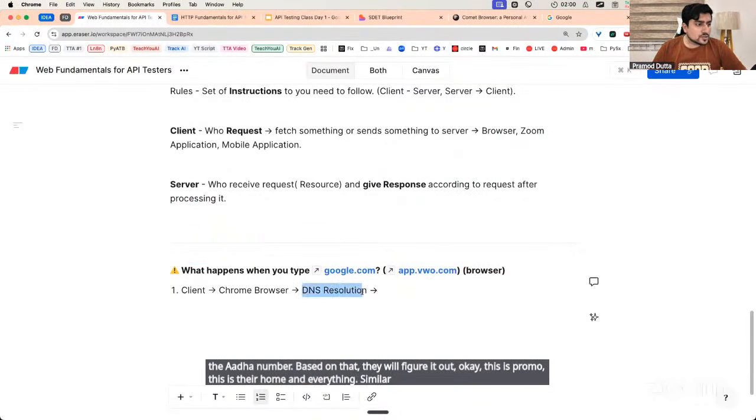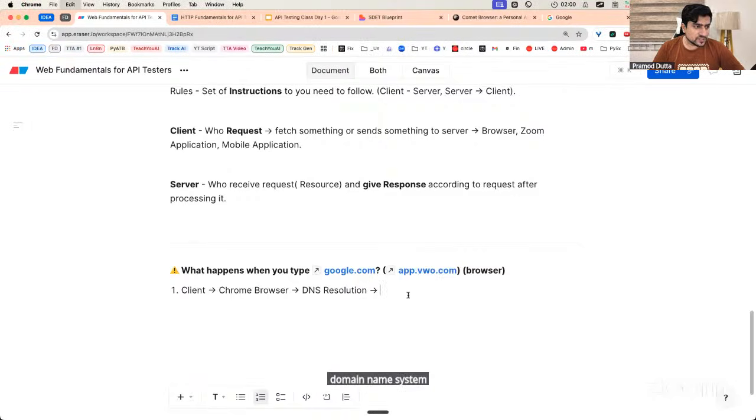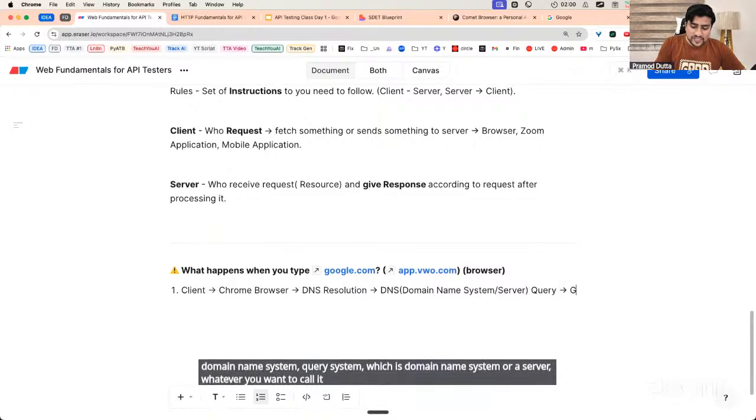Similarly, DNS resolution of a domain name. This is called the Domain Name System. DNS is a domain name system query system, or a server, whatever you want to call it. It will basically convert your google.com into something called an IP address. How many of you are clear with this point?